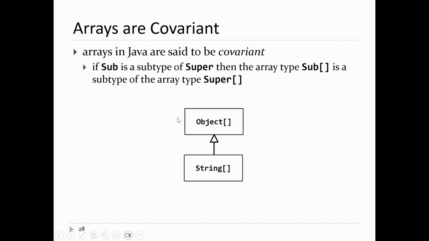So arrays are funny in Java. The way that they behave with inheritance is odd. If you have a type called sub, and it's a subtype of super, then arrays are very strange. So if we have an array of type object, and we have an array of type string, string is a subclass of object. So as far as Java is concerned, an array of string is a subclass of an array of object. So an array of string inherits from or extends array of object.